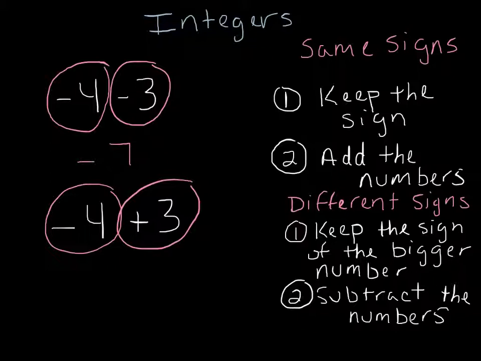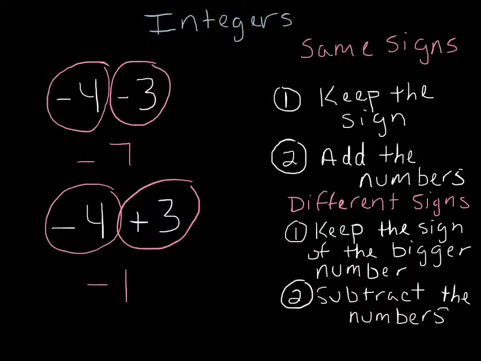Since the signs don't match, or they're different signs, we keep the sign of the biggest number. In this case we have a 4 and a 3, and the 4 is a bigger number than the 3. So we're going to keep the 4's sign, which is negative. And then you just subtract the two numbers. So you have 4 minus 3 is 1. Okay, and that's it. That's the basics to it. Look at them as their own numbers, and you will be just fine.